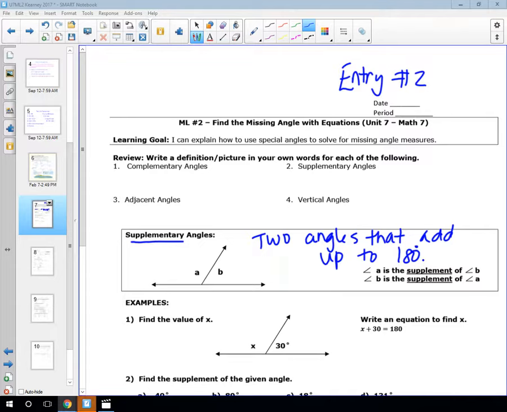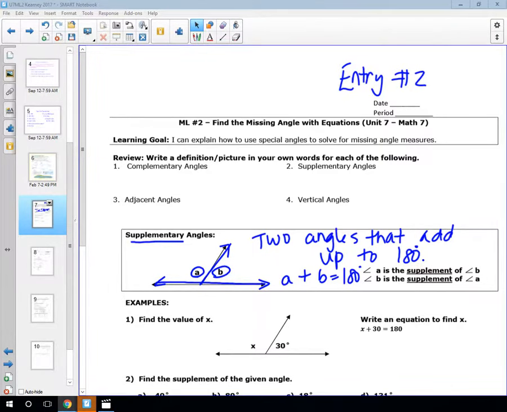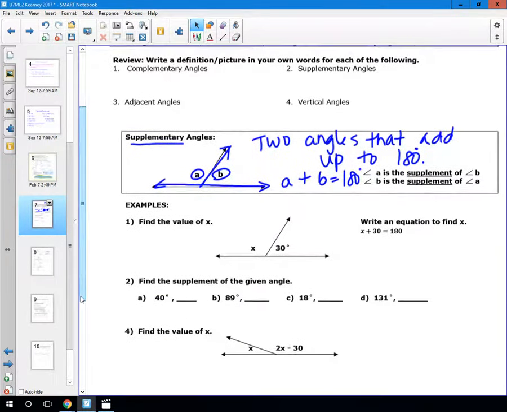For example, this picture here is a perfect example. We've got a straight line, and then we cut it in two, and we've got angle A and B. That means if we add together angle A plus angle B, I should get 180 degrees. If you look at that first example here, this is kind of what you already did on your homework. You know that these two angles add up to a straight line, which is 180, so you can use that to find the missing value. I'm going to let you come back and do that one on your own.